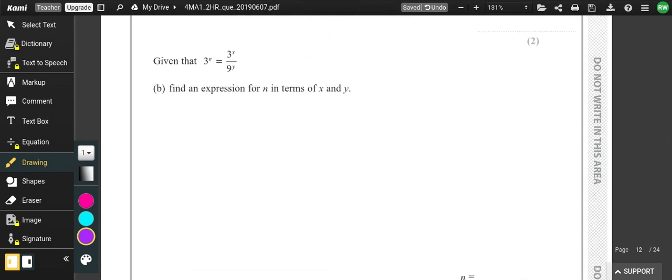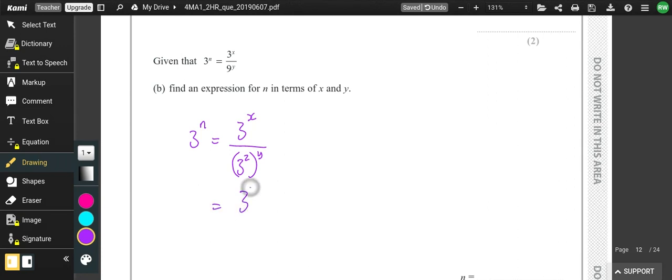This question causes problems as it usually does. We have to get everything in base 3. Okay, so we've got 3 to the n, 3 to the x, and a 9. So we have to express 9 as a power of 3. So we change that into 3 squared. And then we have that multiplied by, or to the power of y.